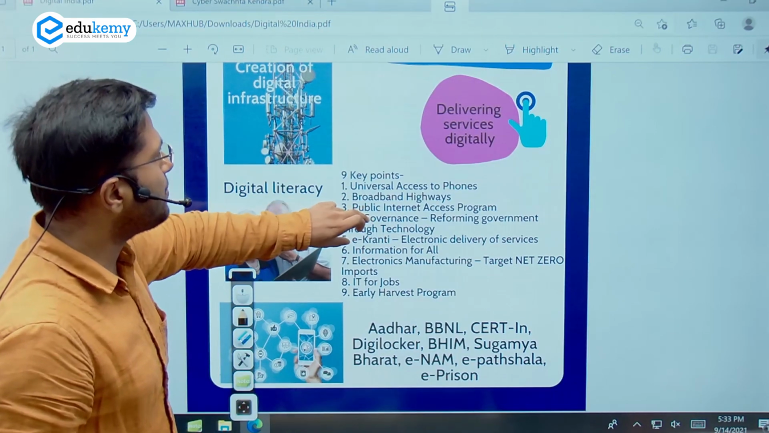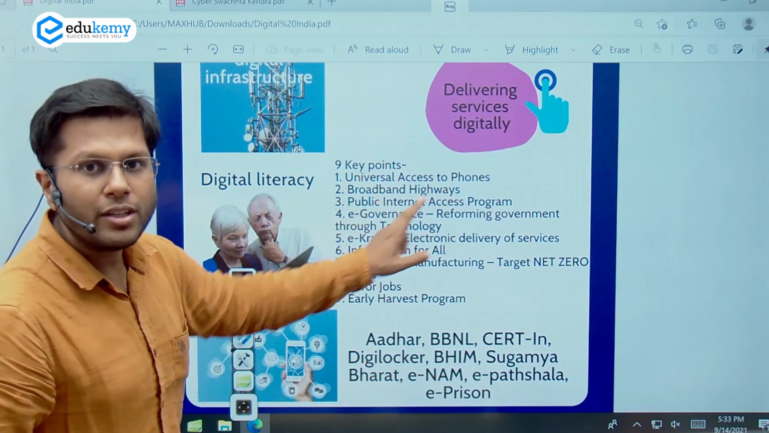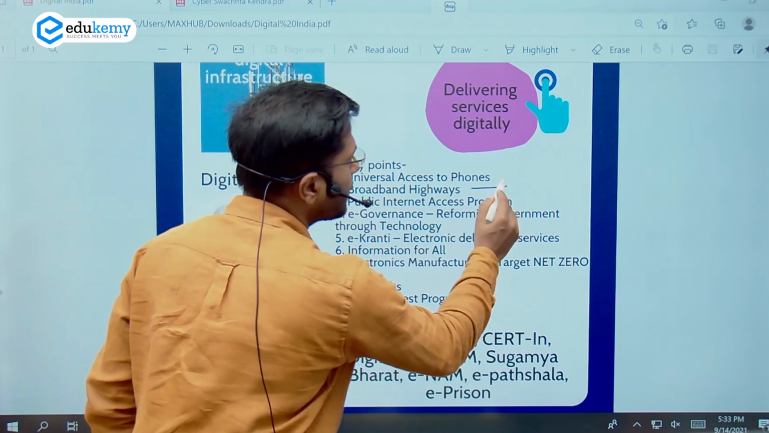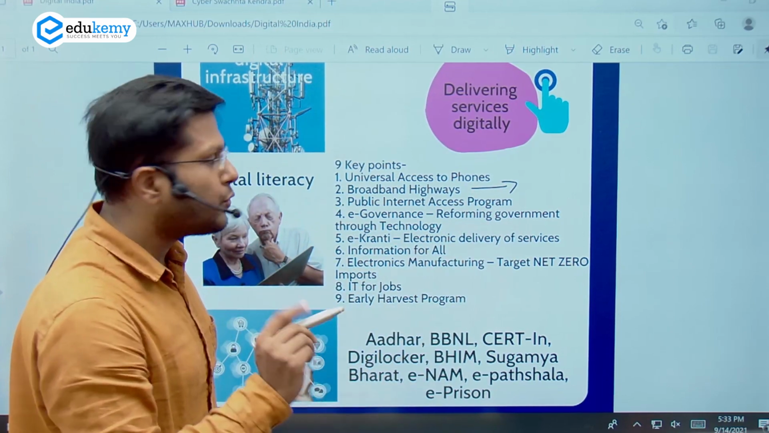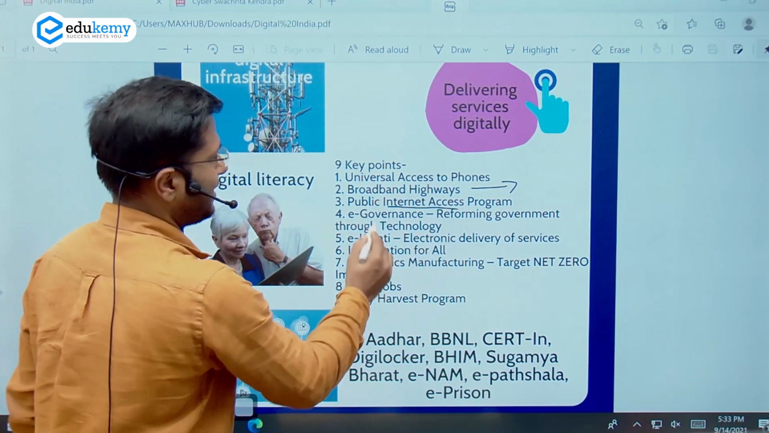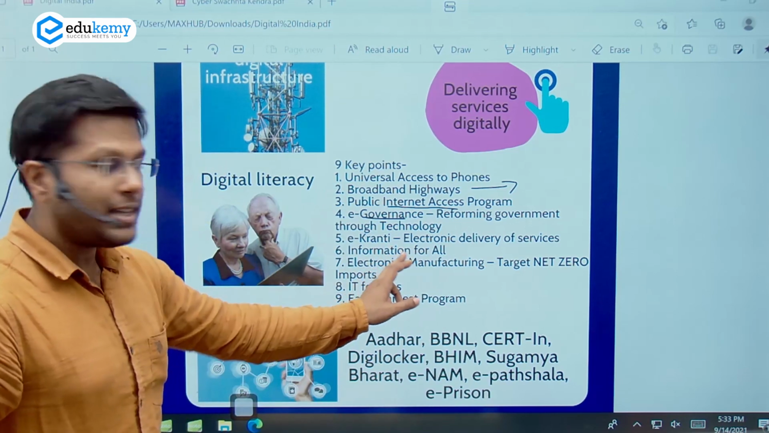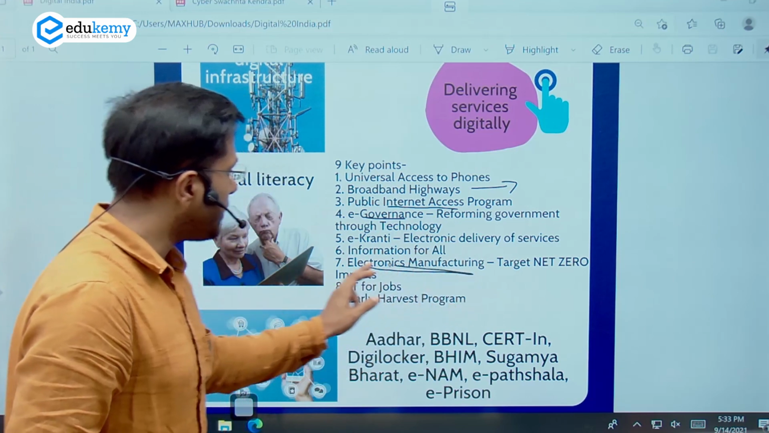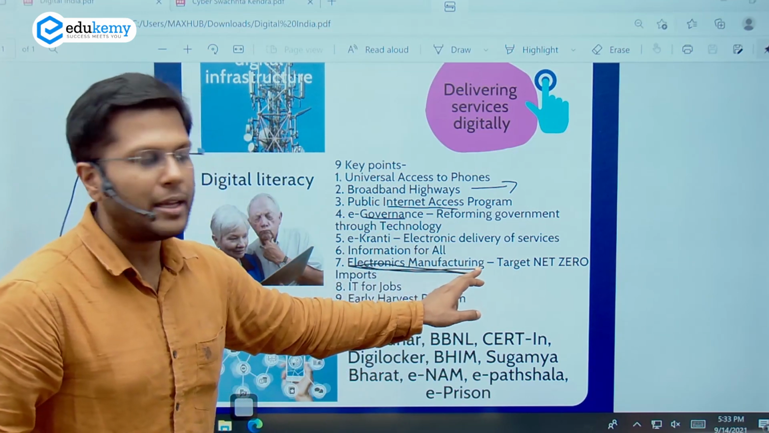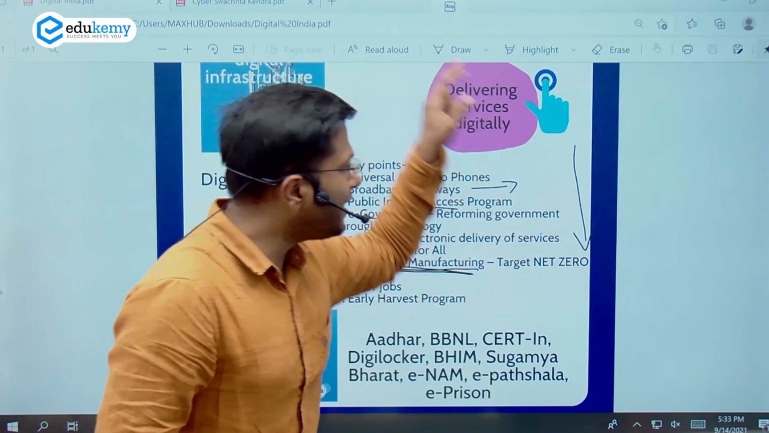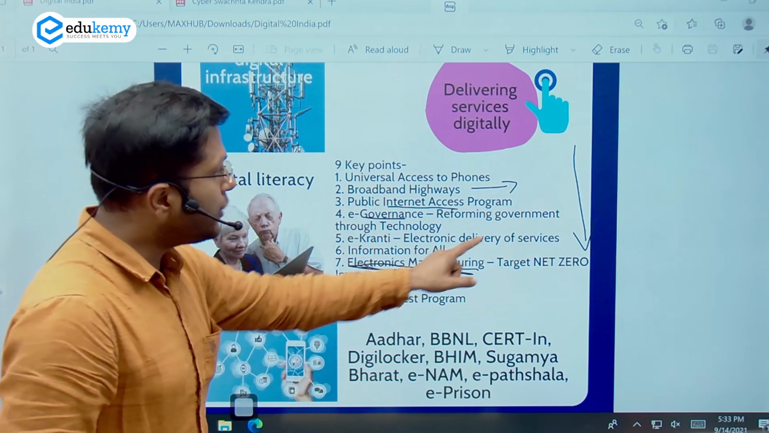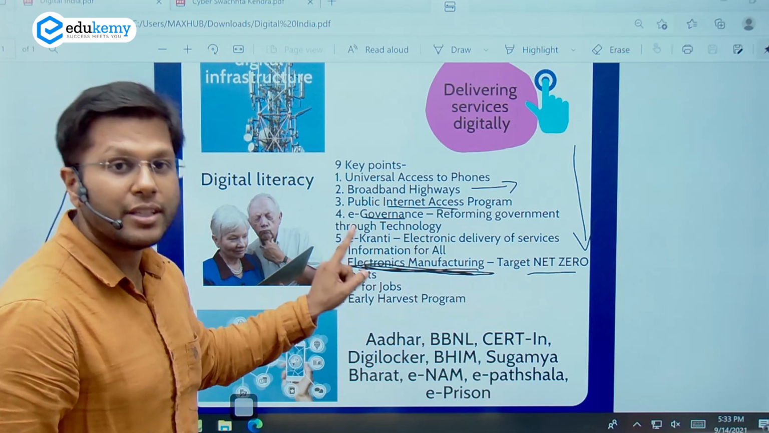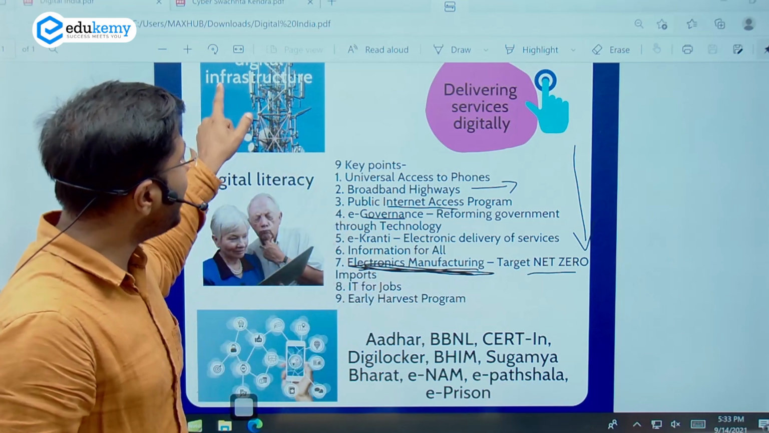9 key points of the scheme are universal access to phones, broadband highway. Simple example is the Bharat Broadband Network. Another example is National Knowledge Network, public internet access, e-governance, e-Kranti, that is electronic delivery of services. Then we have electronics manufacturing. See, one component has to be electronics manufacturing. Why? Because this is how we build infrastructure digitally in India, right? We do not need to import, we will build the electronics infrastructure in the country. So this is one of the component for building infrastructure in the country.